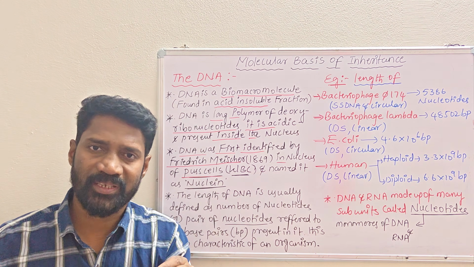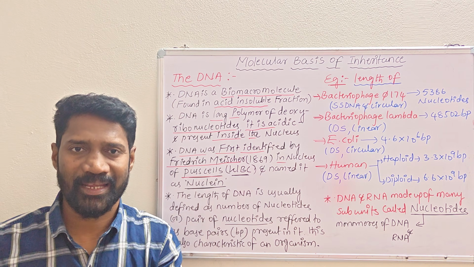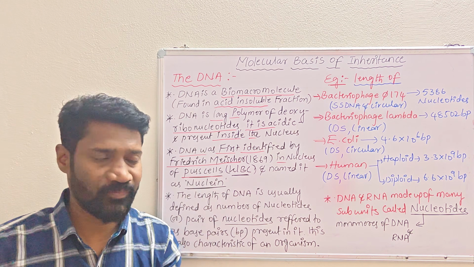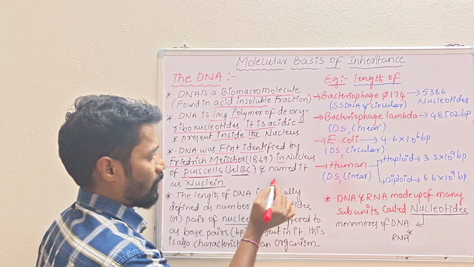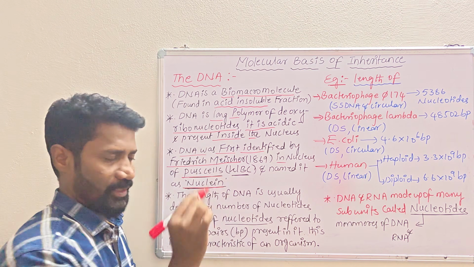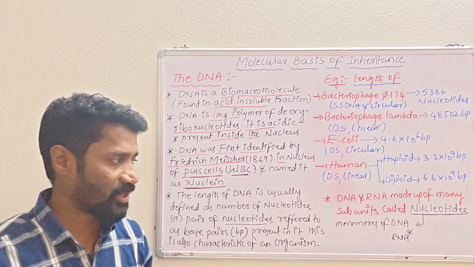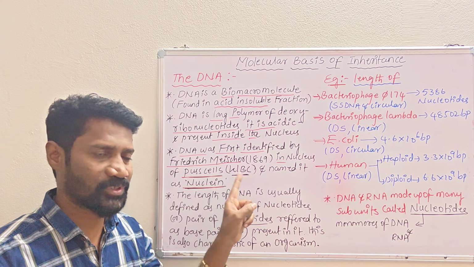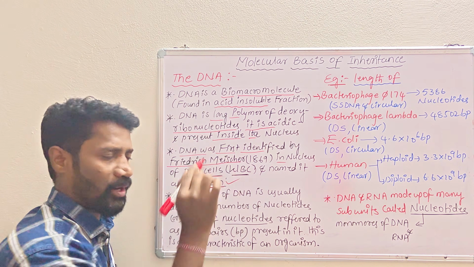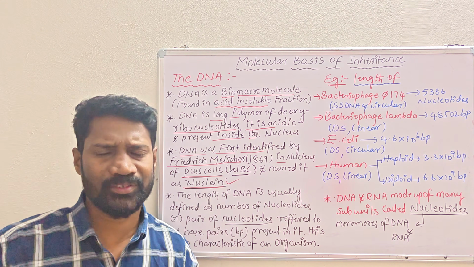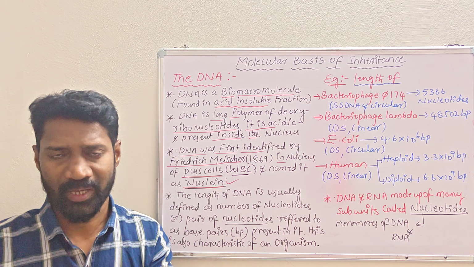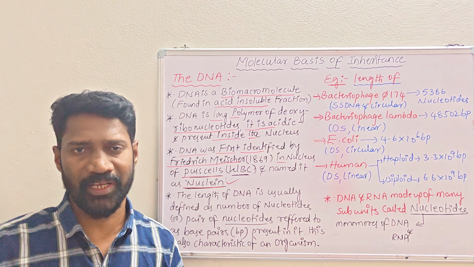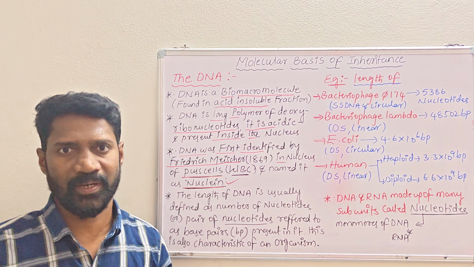But Frederick Miescher did not call it DNA, and did not call it a nucleic acid. First, he used the word nuclein. Frederick Miescher named this acidic substance nuclein, not nucleic acid. Later it was called nucleic acid, but the first time it was named nuclein by Frederick Miescher.